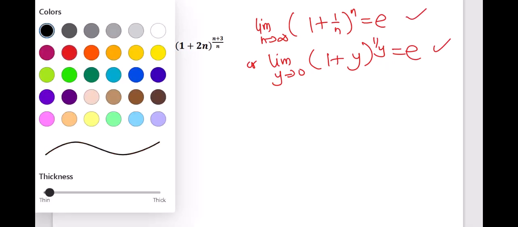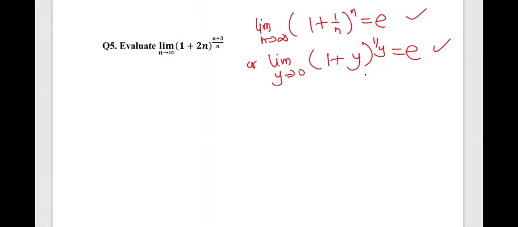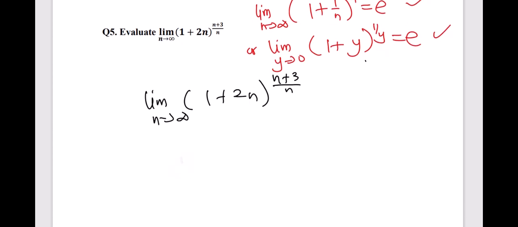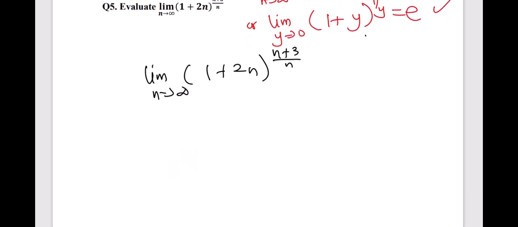So now let's see, we have the limit as n goes to infinity of (1 + 2/n)^(n+3). As usual, we are going to make a transformation by letting y equal 2/n. This will imply that n is equal to 2/y, like this.